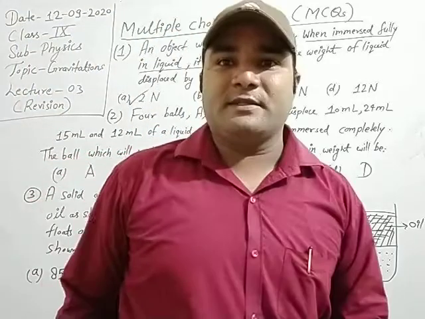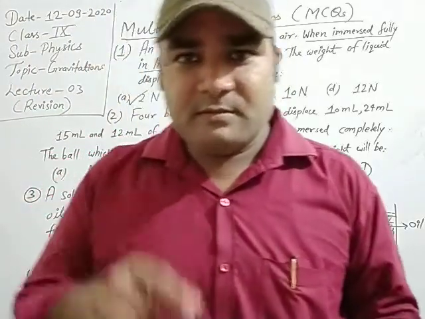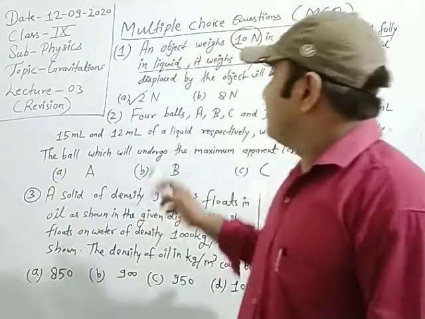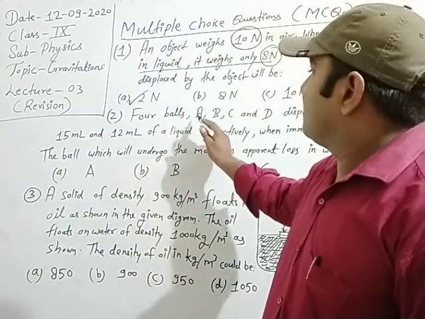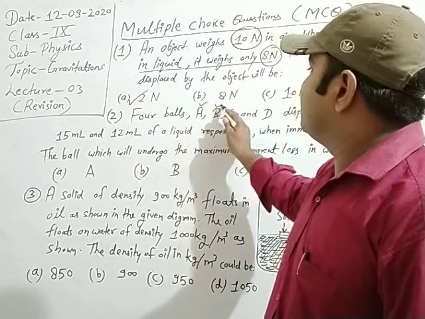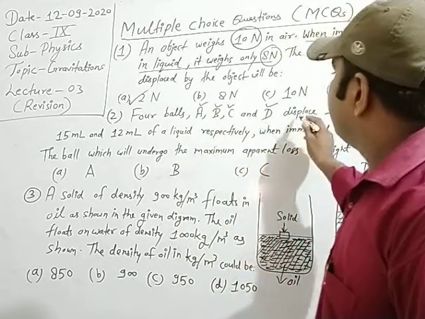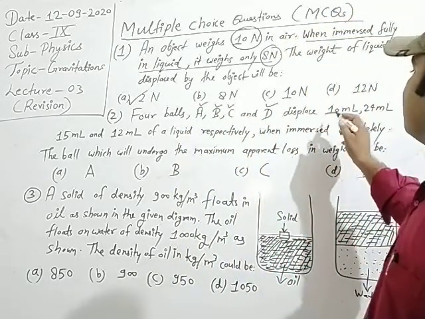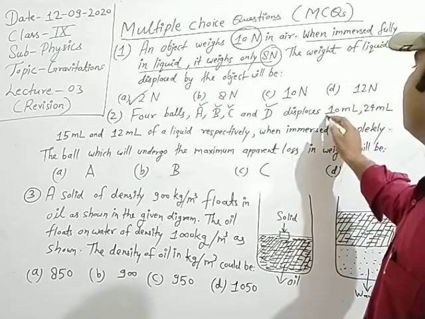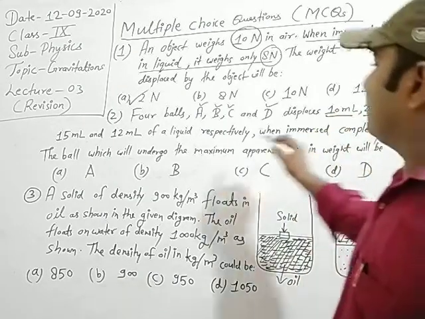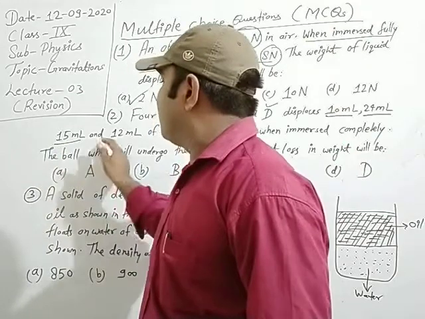Clear? So after this, next multiple choice type question. Let's see. Four balls A, B, C and D displace 10 ml, 24 ml, 15 ml and 12 ml.